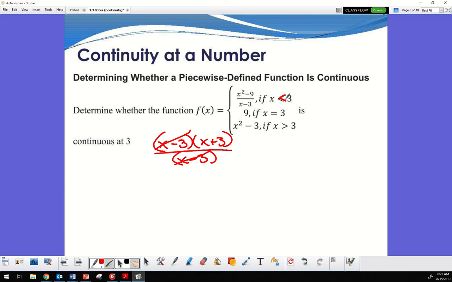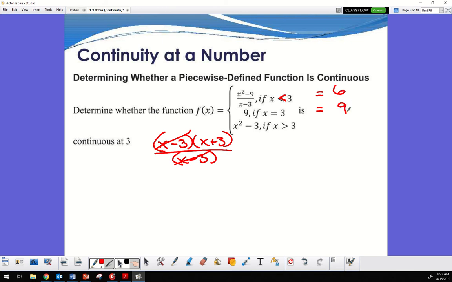So the limit of this one, now I could go ahead and plug this in, right? So at 3, I get 6. So the top one's equal to 6. So the left side goes to 6. All right? What about that middle? When x is equal to 3, my value is 9.